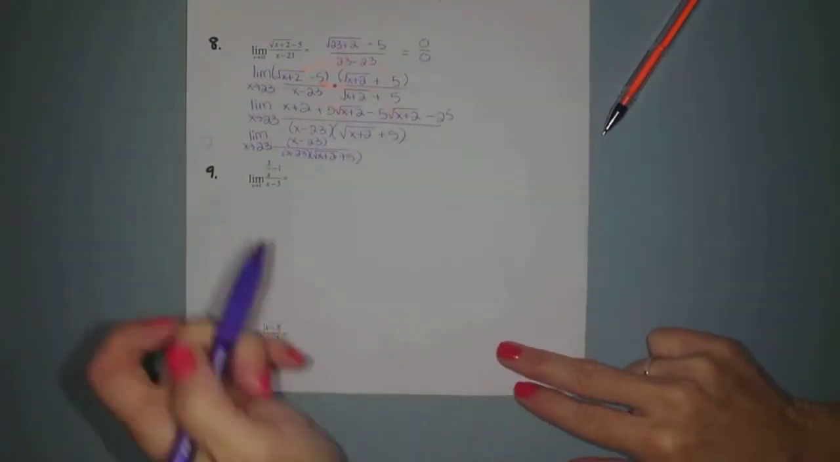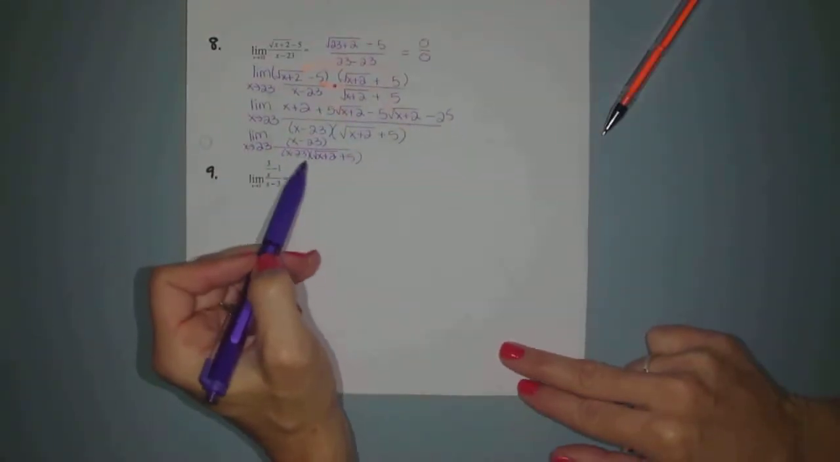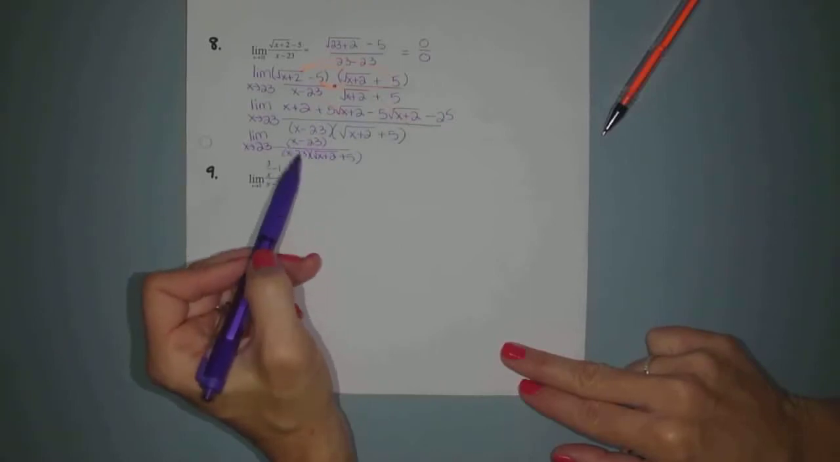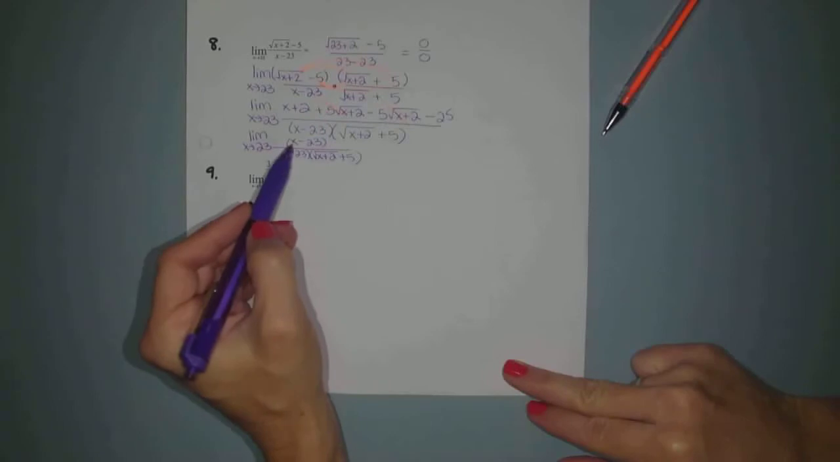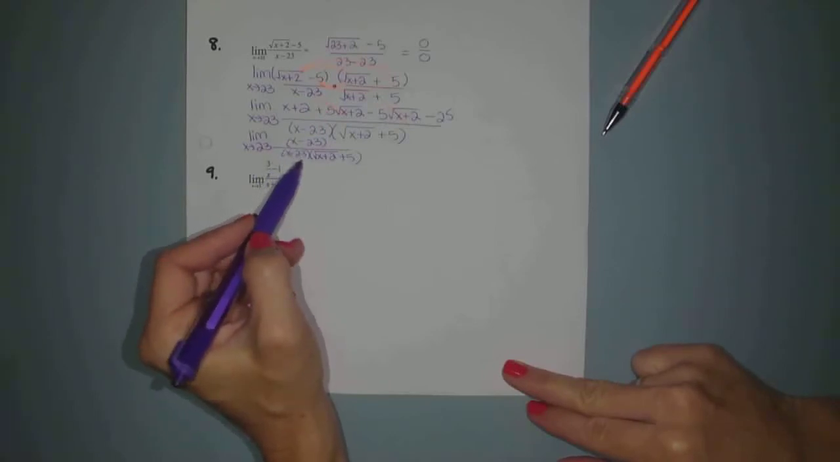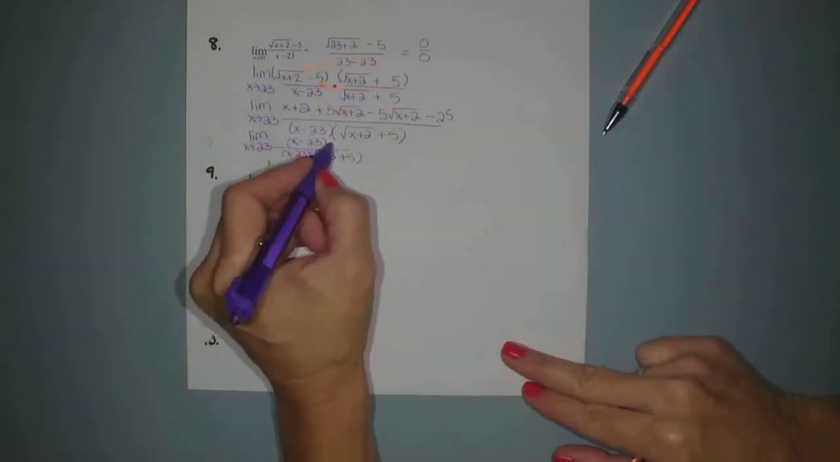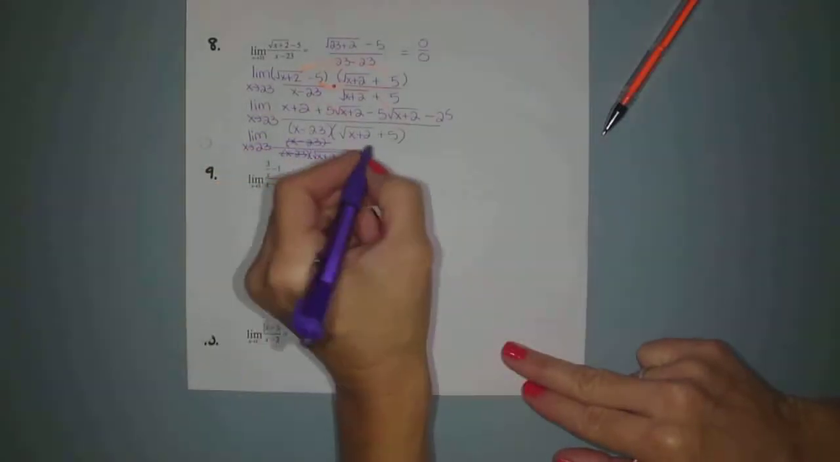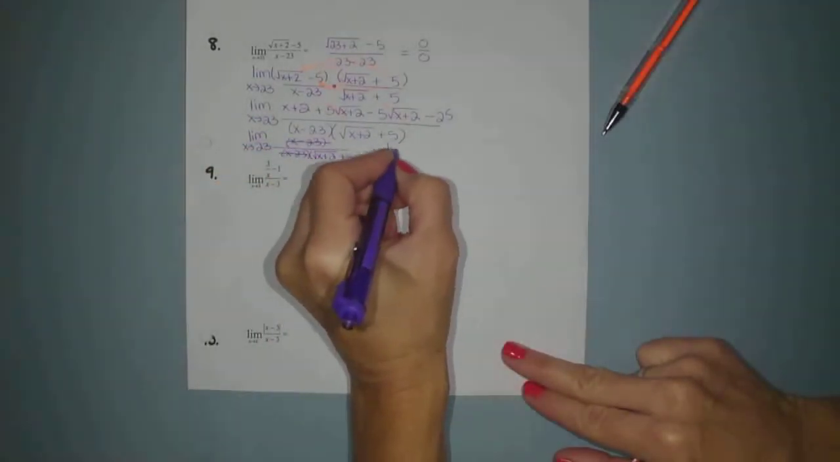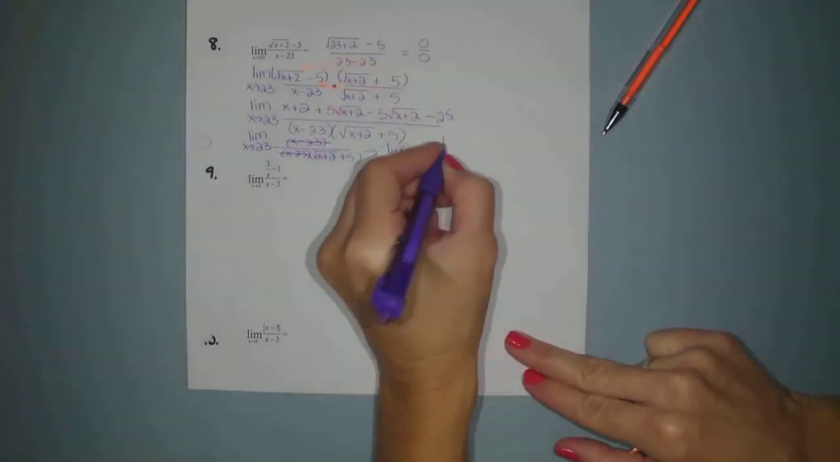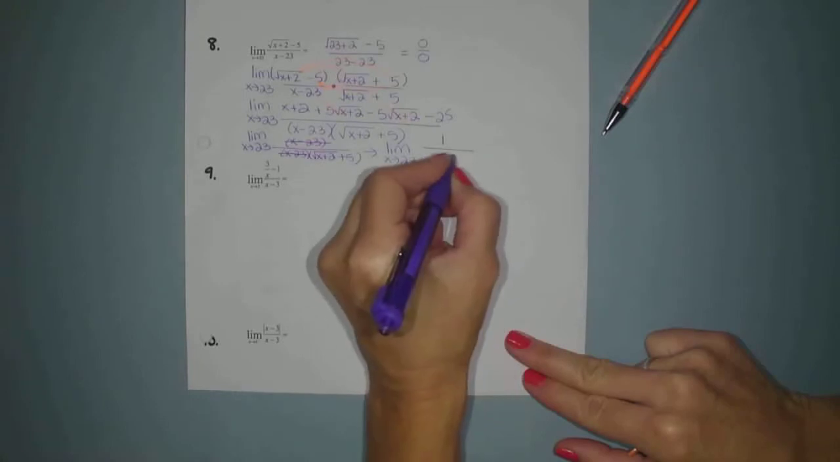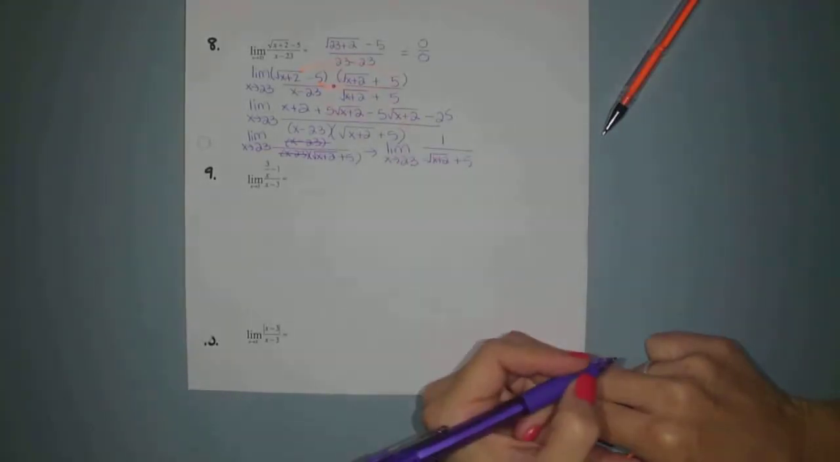So you can see why I didn't want to FOIL out the bottom, because now you can see the x minus 23 and the x minus 23 are going to drop out. See, if I would plug the 23 in for x right now, I would still have 0 over 0, and I'm trying to eliminate that, and here it goes. When I cross those out, I'm now left with the limit as x approaches 23 of 1 all over the square root of x plus 2 plus 5.